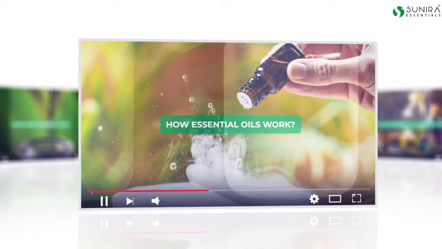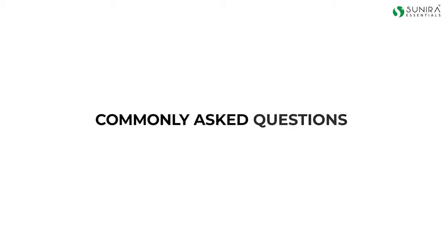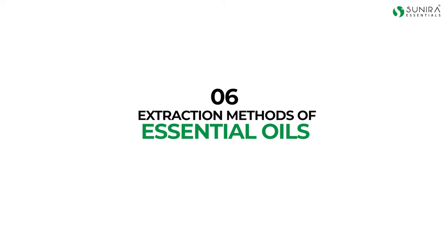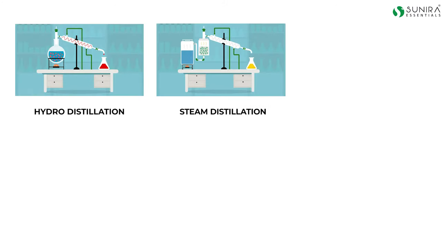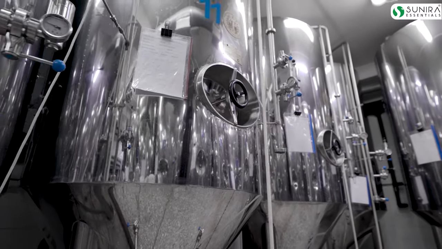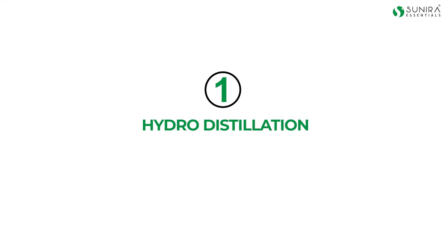methods of essential oils. This is the second video from our top essential oil questions video series, where we answer the most commonly asked questions related to essential oils, so that you benefit the most from them. So let's get started. Essential oils are extracted from the plant via 6 different extraction methods, and they are hydrodistillation, steam distillation, solvent extraction, CO2 extraction, expression and enfleurage. Now I'll explain all of these methods in detail, so that you get a fair understanding of essential oil extraction methods. Let's understand our first extraction method, that is hydrodistillation.